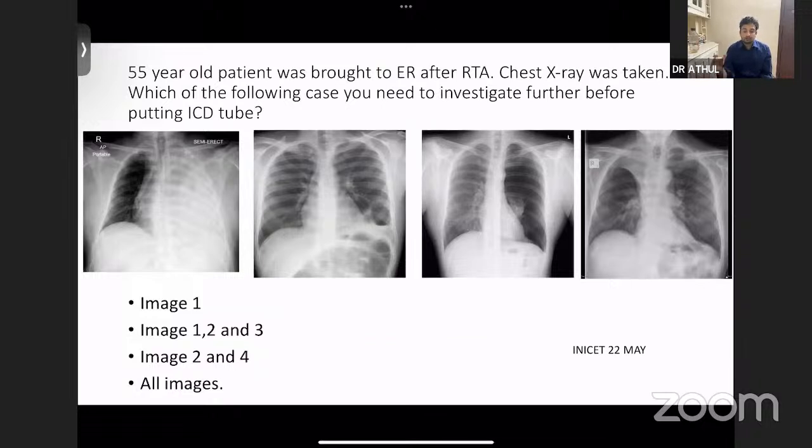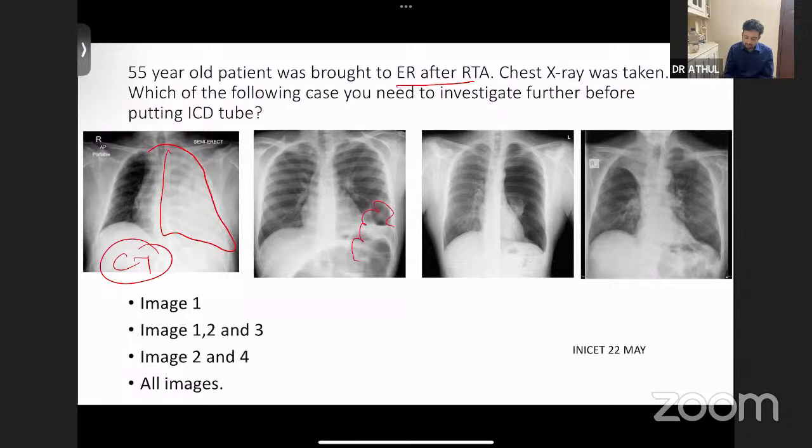This is another difficult question which was asked in the last May exam. The patient was brought to the emergency room after an RTA, and a chest X-ray was taken. In which of these cases would you investigate further before putting a tube? Let's see each image. Here there is an opaque left hemithorax. This can have multiple differentials, like total consolidation or total collapse. But there is no mediastinal shift, so it may be total consolidation. So you have to do a CT and confirm.